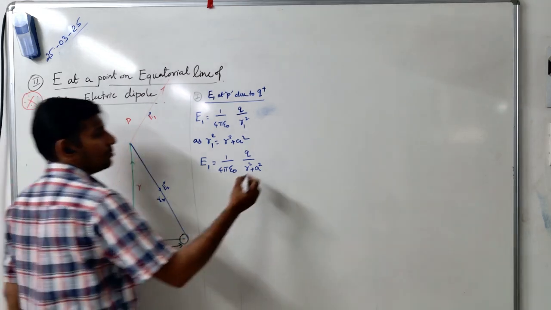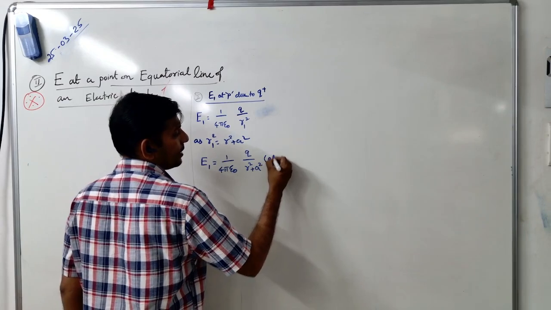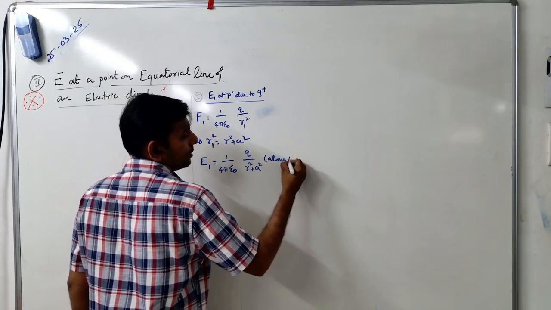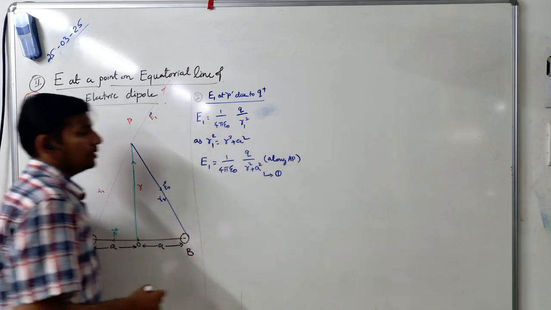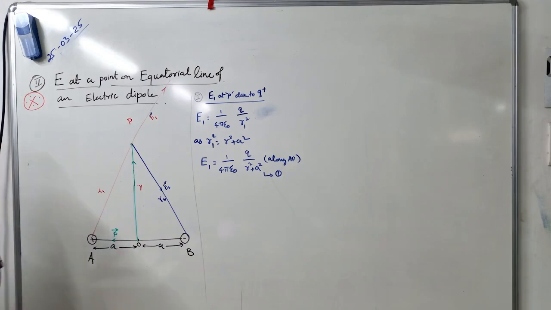So let this be equation number 1. Distance, direction along AP. Noted. Similarly, can you write for the second charge? E2 at P due to Q minus.